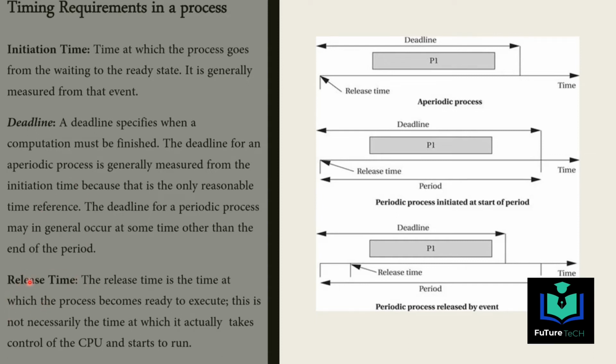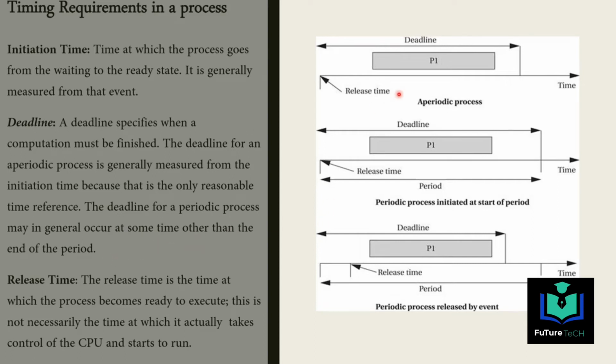And every period, it should be finished within a particular deadline. So deadline can be a periodic process deadline or aperiodic process deadline. A periodic process deadline is the one which is measured from the initiation time, and an aperiodic process deadline is the one which is measured other than the end of the period.